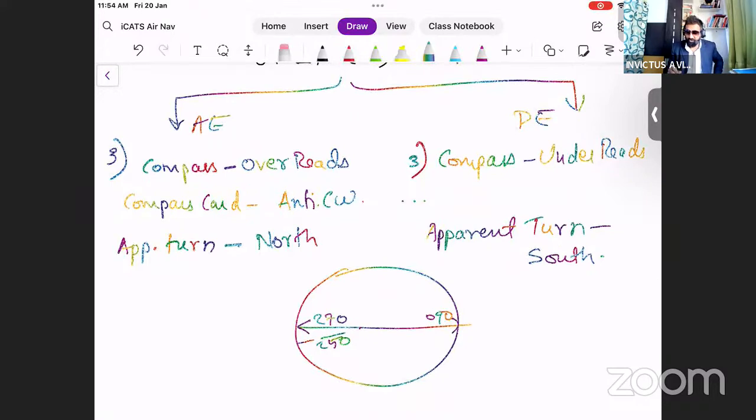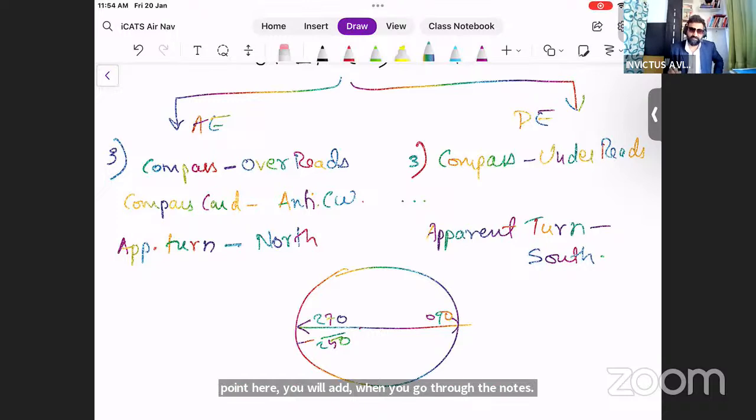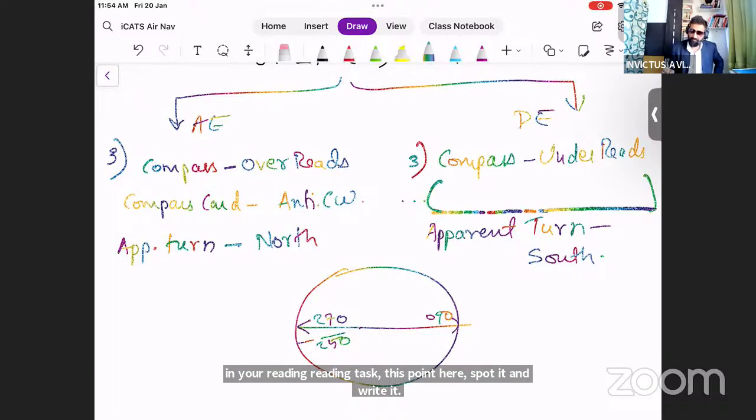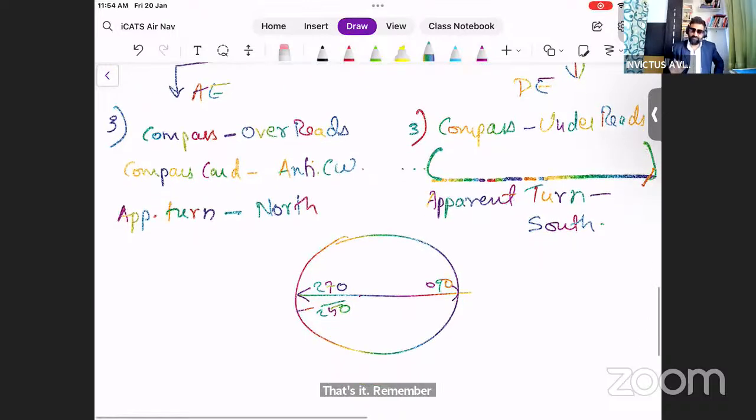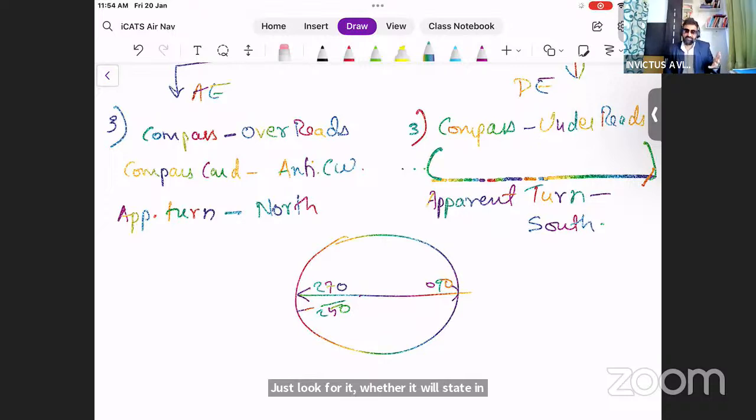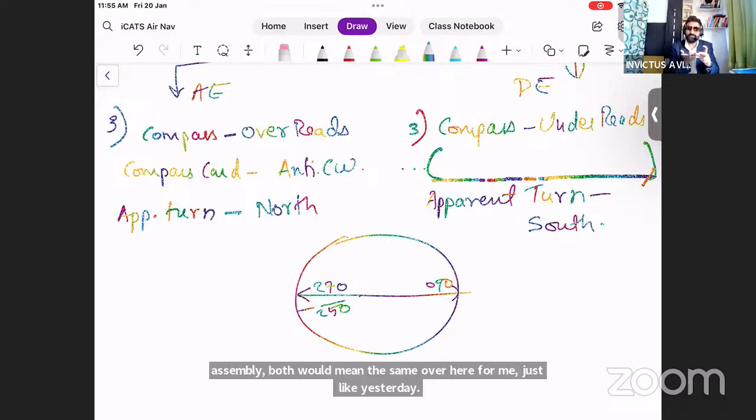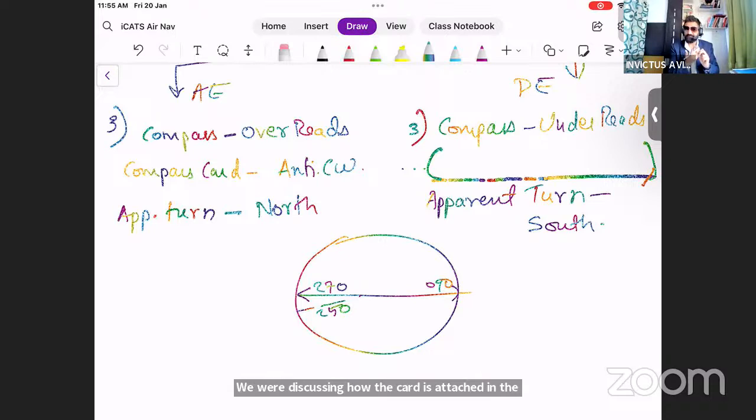This point here, you will add when you go through the notes, okay, in your reading task. This point here, spot it and write it. That's it. Remember. Just look for whether it will state in the notes that during deceleration, is my compass card moving clockwise? Compass card, or I could say the magnet assembly. Both would mean the same over here for me. Just like yesterday, we were discussing how the card is attached in the last class on the magnet assembly.